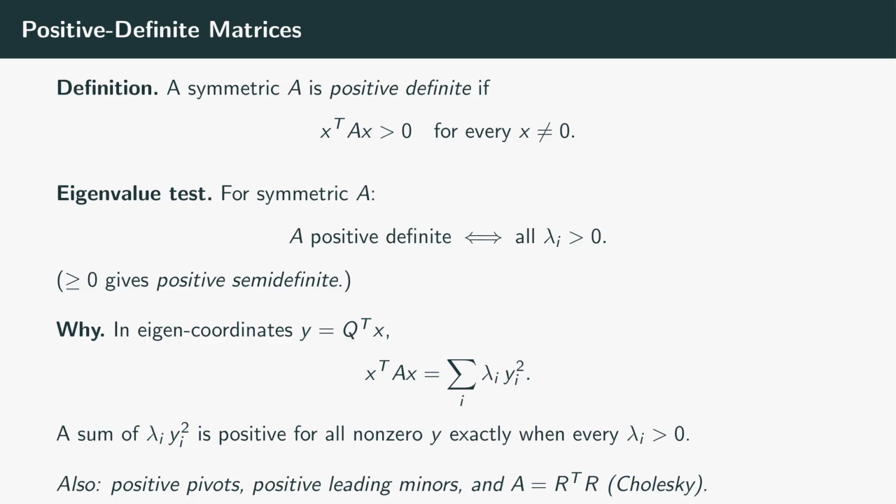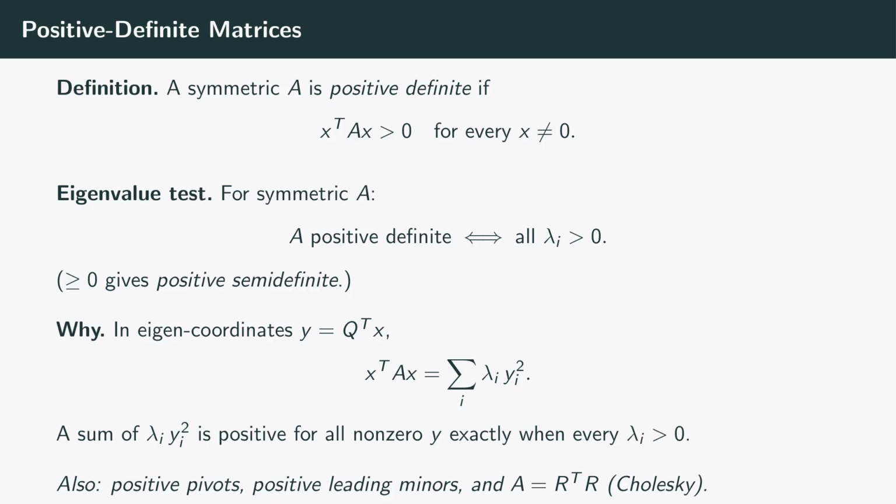Among symmetric matrices, the nicest are the positive definite ones. A symmetric matrix A is positive definite if the number x transpose times A times x is strictly positive for every non-zero vector x. There is a clean test using the spectral theorem. A symmetric matrix is positive definite exactly when all of its eigenvalues are positive. If we allow eigenvalues to be zero as well, we get the slightly weaker notion called positive semi-definite.